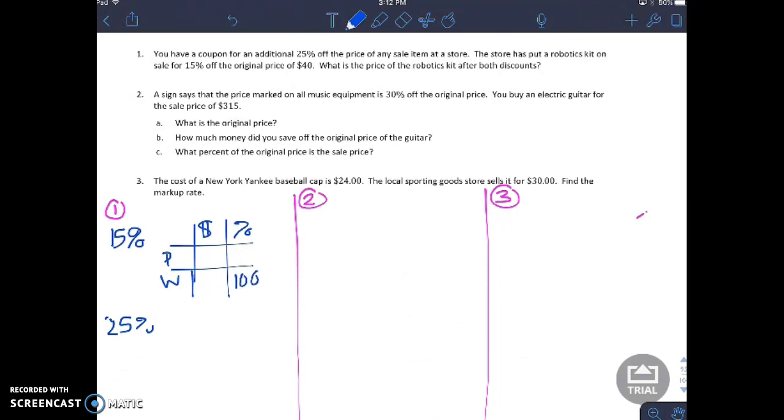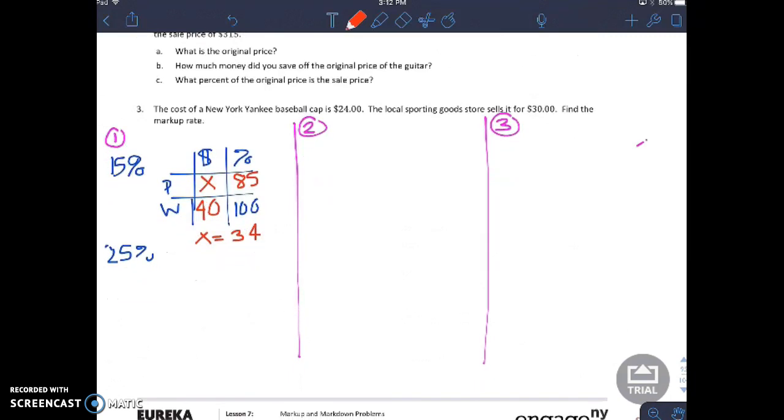we have the 100 here, of course. And then the whole is going to be the $40 cost of the robotics kit. Money we don't know. Percent is going to be 85% because 15% off means we pay 85. When you solve that proportion, you get x equals $34. But then there's an additional discount with the 25% off of that.